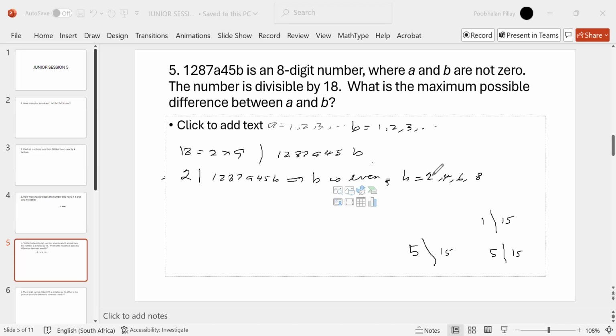So we've zoned down on B. There are only 4 possibilities for B. And the reason for that is 2 is a factor of this number. And when 2 is a factor of any number, it means the last digit, which is B, must be even. And that's what I'm saying here. Now, 9 is also a factor.